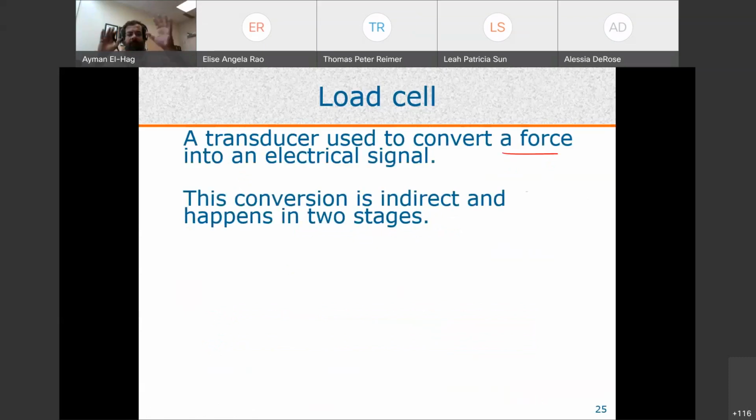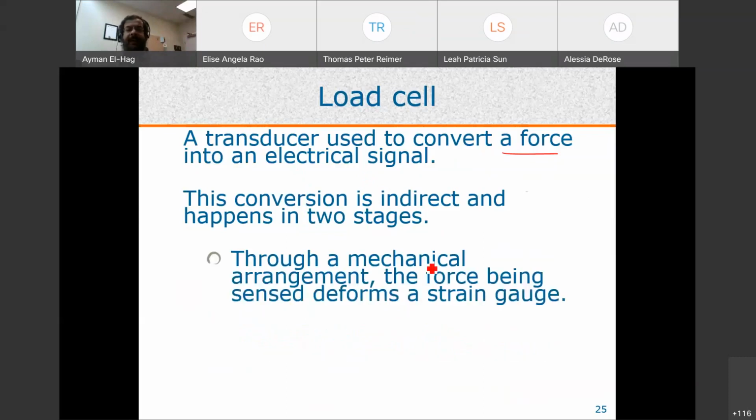Again, this is the wide definition of a sensor. What is a sensor? A sensor changes a physical quantity into an electrical quantity. So here, the physical quantity that we want to change is the force. And this conversion from a force into an electrical signal is done in 2 stages. The first thing is there is some mechanical arrangement to be able to sense the applied force, and with a certain mechanism it will be applied to deform the strain gauge.